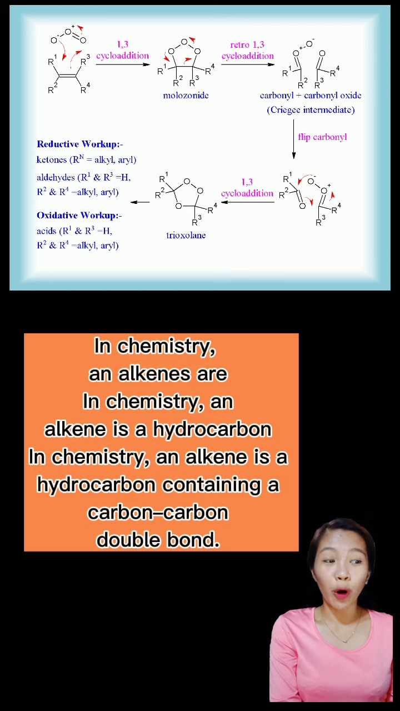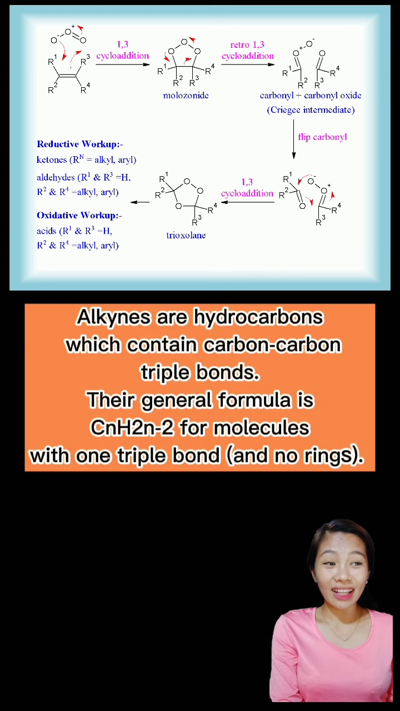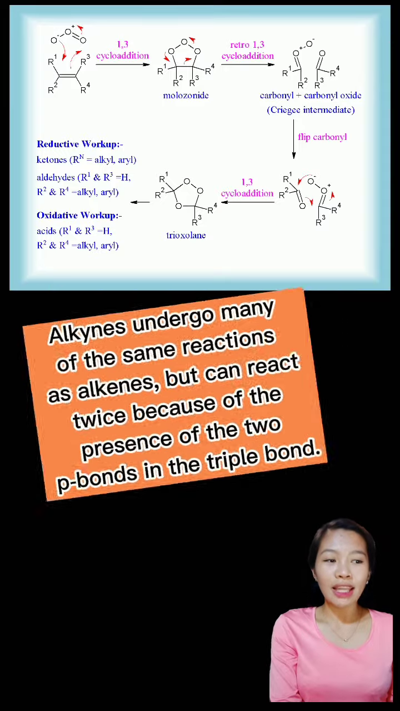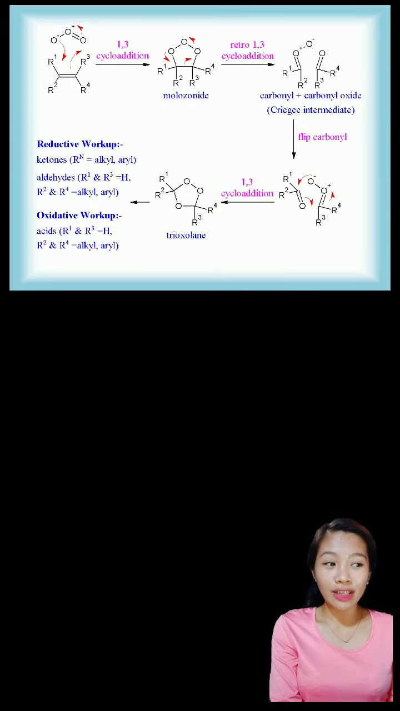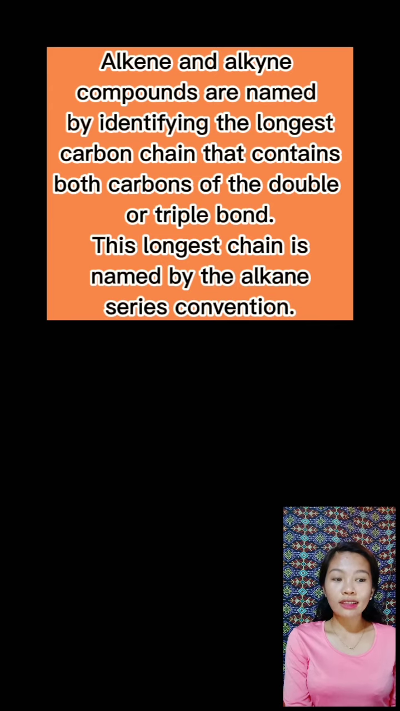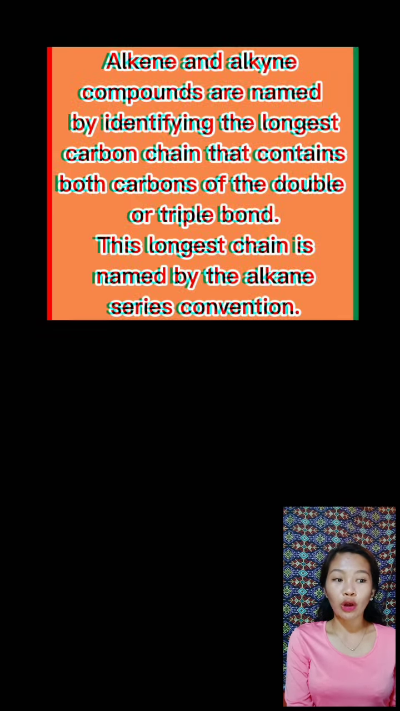Alkenes contain one or more double bonds, while alkynes contain one or more triple bonds. The naming conventions for these compounds are similar to those for alkanes. Alkene and alkyne compounds are named by identifying the longest carbon chain that contains both carbons of the double or triple bonds. This longest chain is named by the alkane series convention.